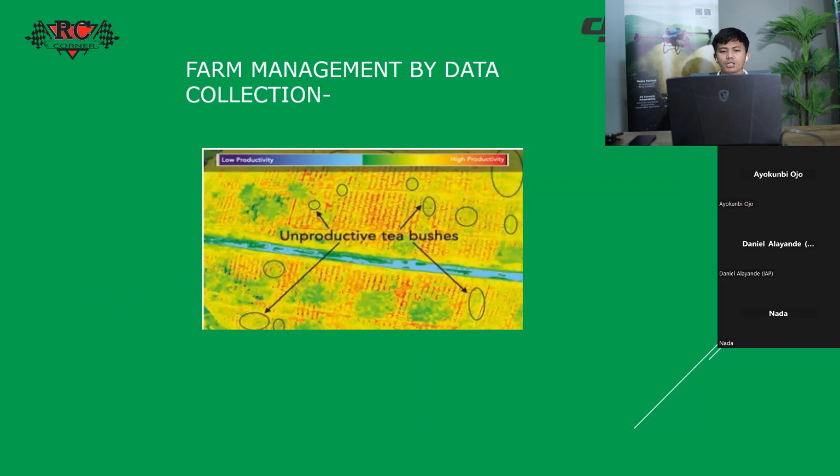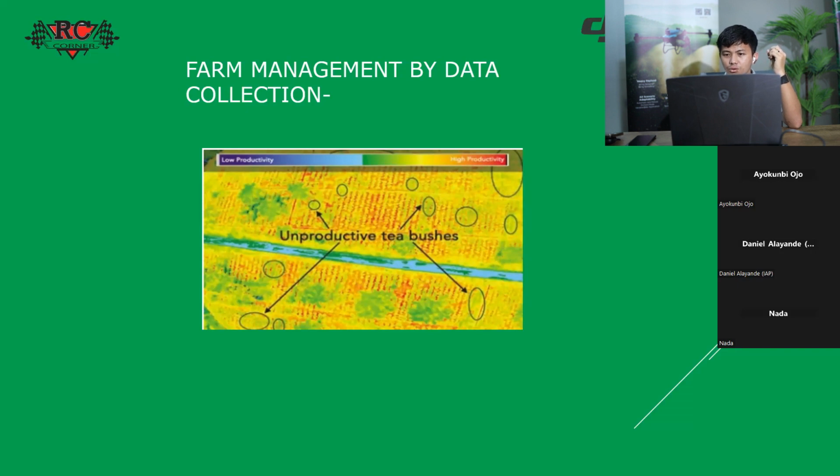When you map out, you get this kind of information. By this map, you can see some areas have more bushes, and also not the tea shoot, because the tea shoot and the normal tea leaf reflect differently. So you can see this area will be unproductive tea bushes, so you need to do the pruning.